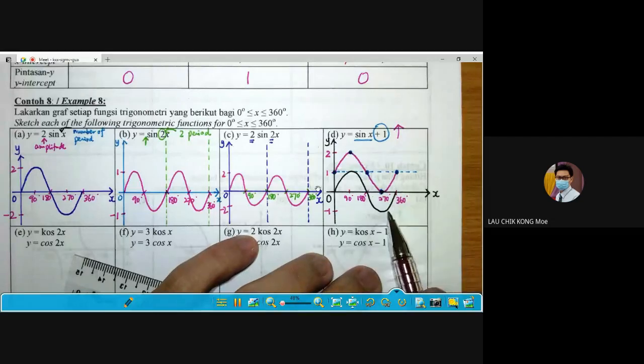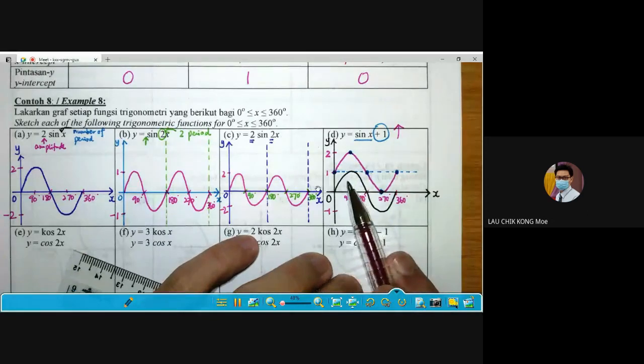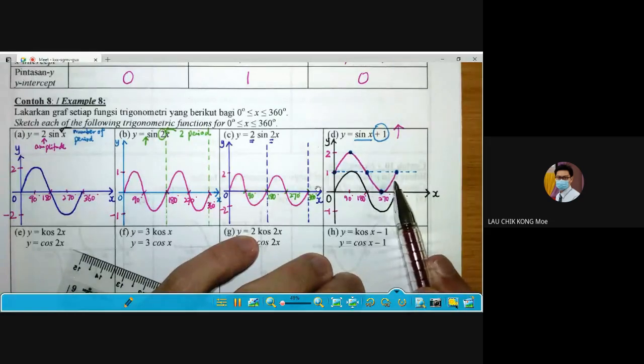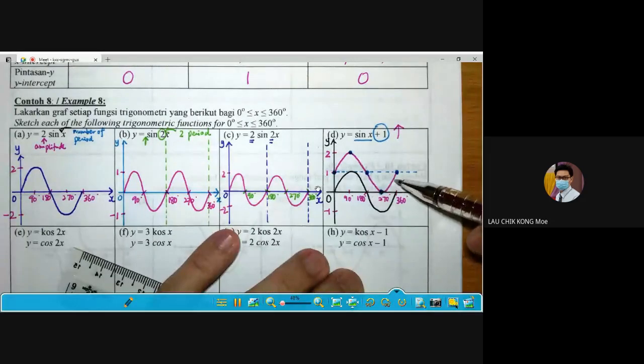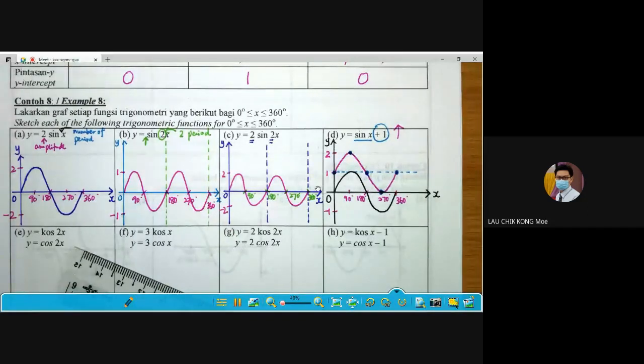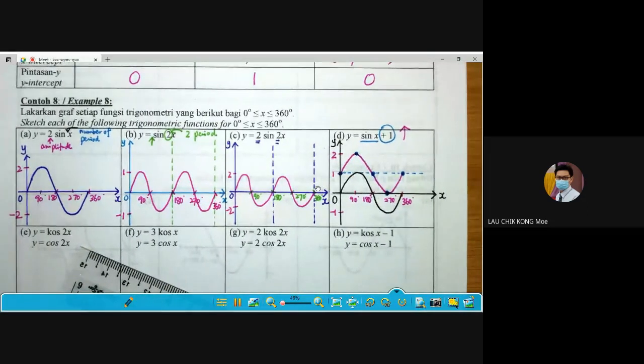The black one is the original sine x. Actually, the black one doesn't need to be drawn. I drew it so you can see why the graph looks like this. From this sine x, we shift 1 unit upward, so the graph looks like this. All the main points are shifted 1 unit. So the answer should be this one, the pink color. Alright, so this is graph D. The first row, ABCD, is about the graph of sine.